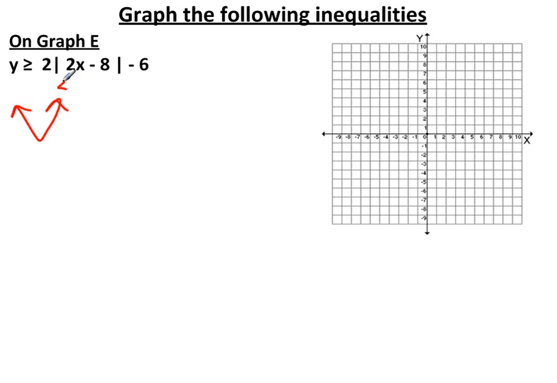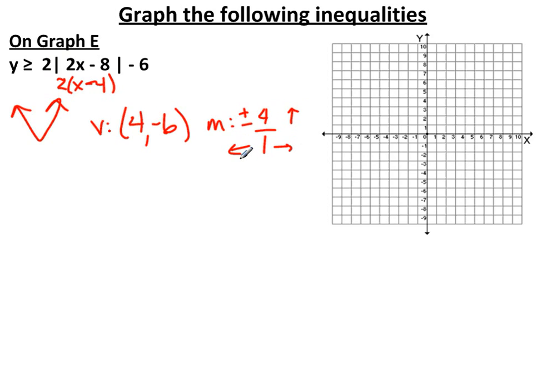If I factor out my 2, I'm left with x minus 4, which means my vertex is at positive 4, comma, negative 6. You do the opposite of the x and do the same number that's out here, the d value. My slope for my two sides are going to be plus or minus. If I take the a value times the b value, I get 4 or 4 over 1. Because my absolute value faces up, I'm going to go up 4 and left or right 1 for my vertex.